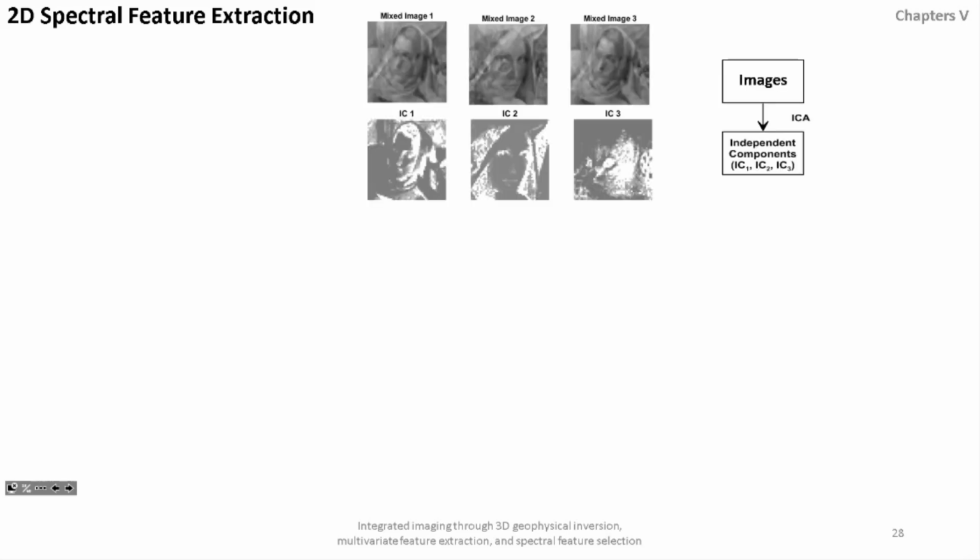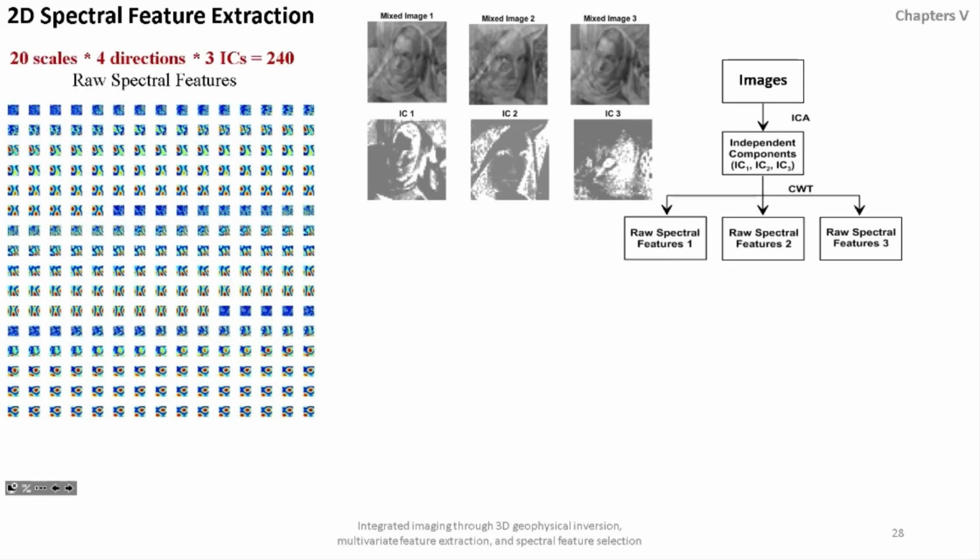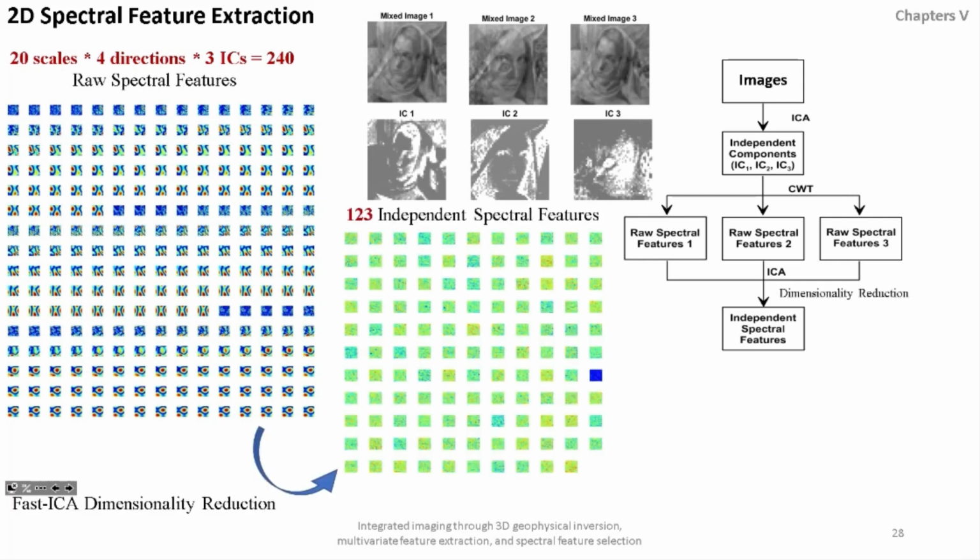Therefore, the 2D spectral feature extraction starts from separation of latent features by ICA. Through ICA, phases are separated to some extent. However, there still remain several overlapping features. Continuous wavelet transform helps to decompose the independent components to separate the frequency-dependent features. We calculated the 2D wavelet coefficients for 20 scales in 4 directions. However, the algorithm allows choosing any number of scales and directions as long as the computer hardware and specifications allow.